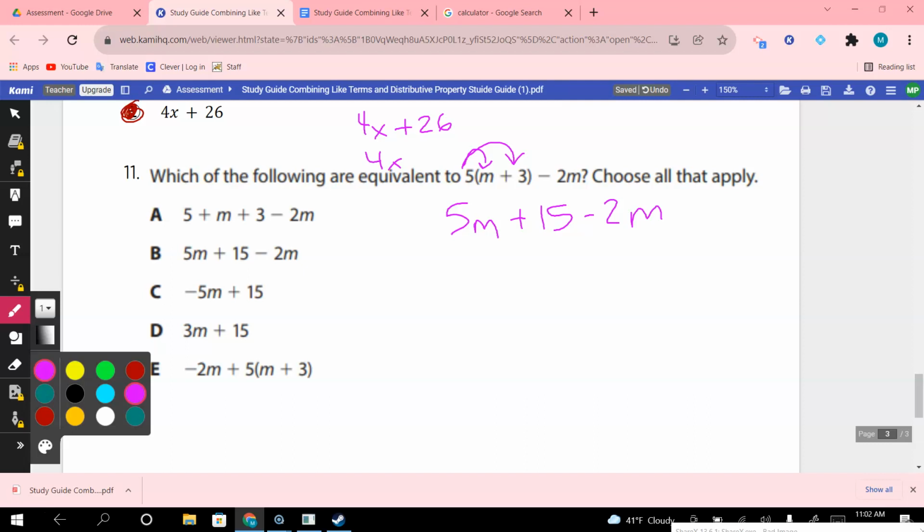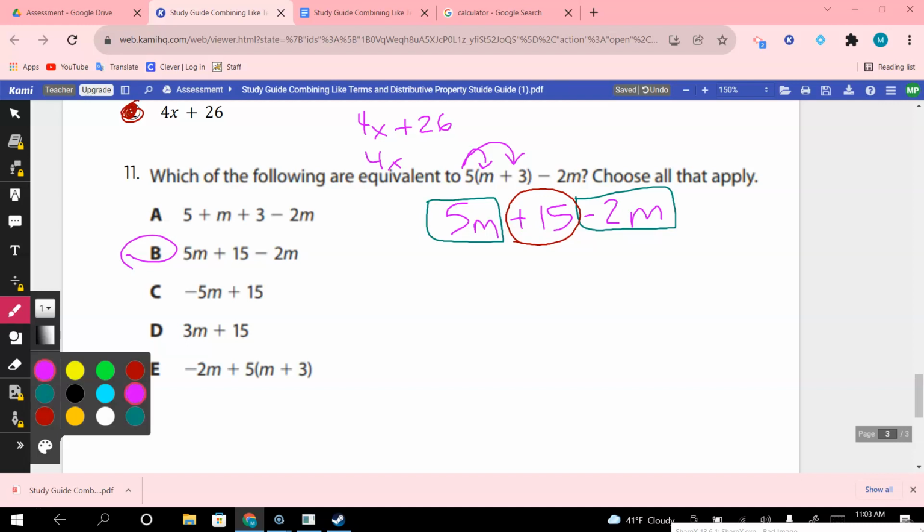And B is what we just wrote. So B is equivalent. So the first step was actually one of our answers. Okay, let's combine our like terms. We have positive 5m and negative 2m. And then we know it has to have the plus 15 because that's not anywhere else. So C and D both have plus 15.